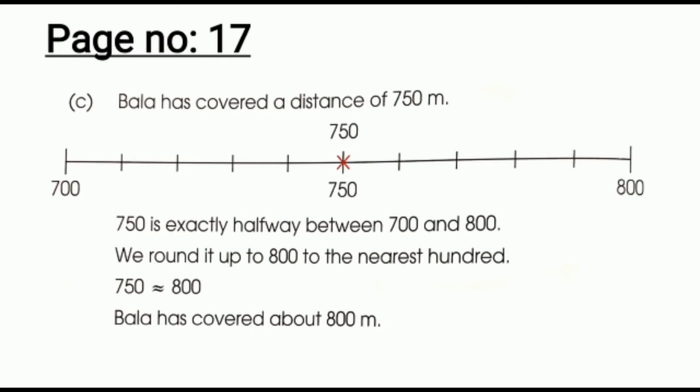Bala has covered a distance of 750 meters. Again the last 2 digits are 50, so I told you if it's 50 or greater than 50 then you will move to the next 100 which is 800. So here 750 will be rounded off to 800.